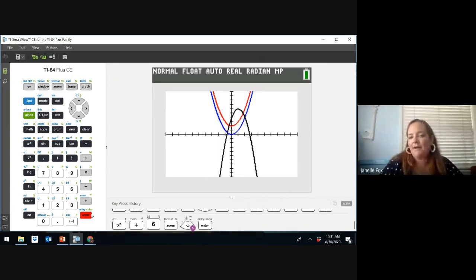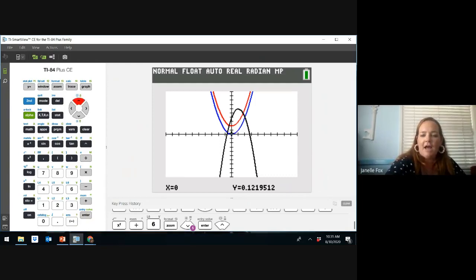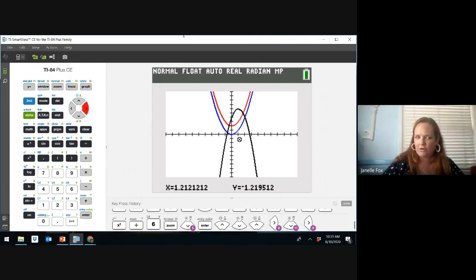Okay, so let's remind ourselves how to trace and then toggle between graphs, okay? So what I want to do is choose one of my curves. If I just push up and down, and start doing this, this is not going to really be tracing on the curve. Do you see that? I'm just moving the cursor around. So we definitely don't want that, okay?